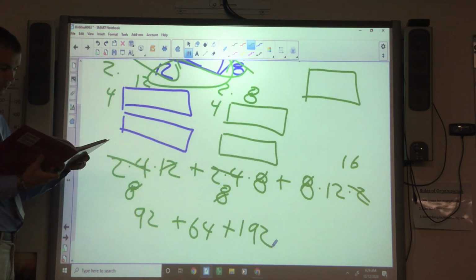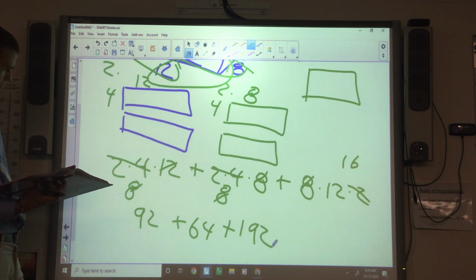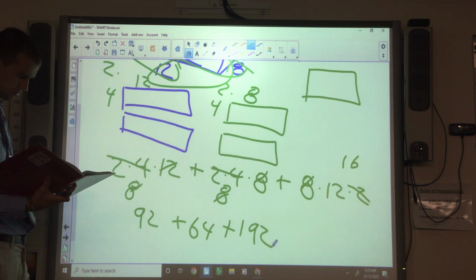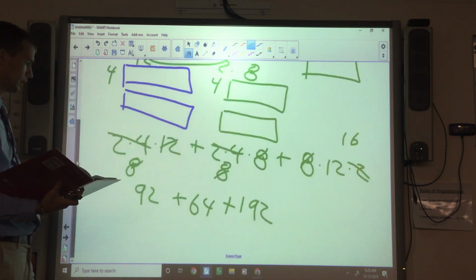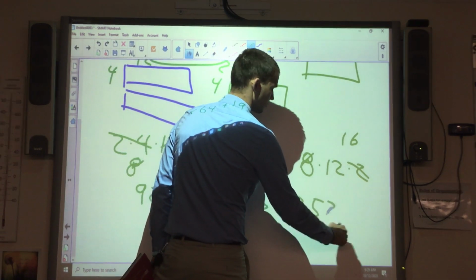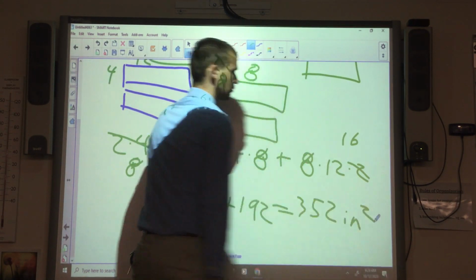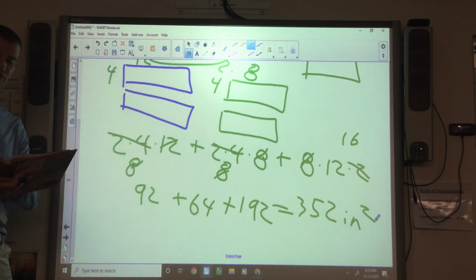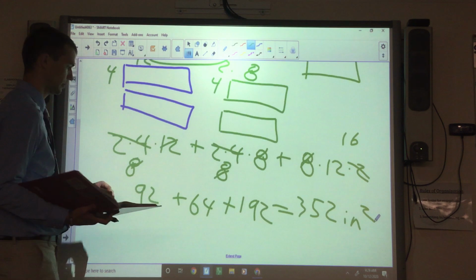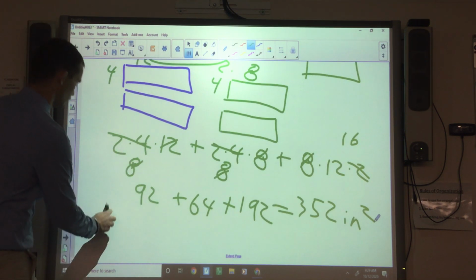Add all of them up, and let me double check to make sure. Yeah. Add them all up, and you're going to get 352 inches squared. Just have to add up each of the different sides. Alright, then you guys can start guided practice 1 and 2.